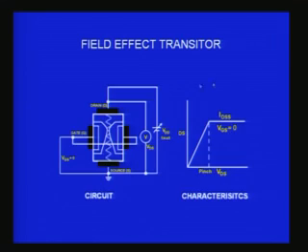The same thing happens in this case. As the depletion layer keeps growing on both sides, the channel available for the flow of electrons becomes smaller and smaller in area, and ultimately there will be a constant area below which you cannot change anything, and therefore the current at that time also becomes constant, which we call IDSS or the pinch off current.